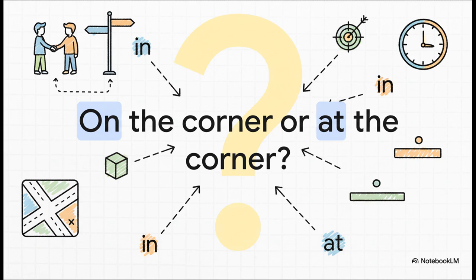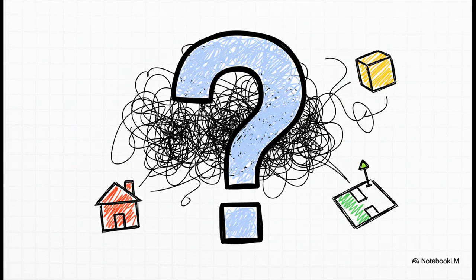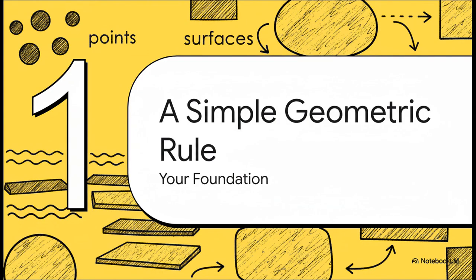So let's just kick things off with a classic. Should you meet someone on the corner or at the corner? This one little question shows you exactly why these words can drive us all a little crazy. And look, if you find this stuff confusing, you are in very, very good company. These prepositions can feel totally random sometimes, but there's a secret, a simple little geometric trick that actually makes sense of all the chaos.